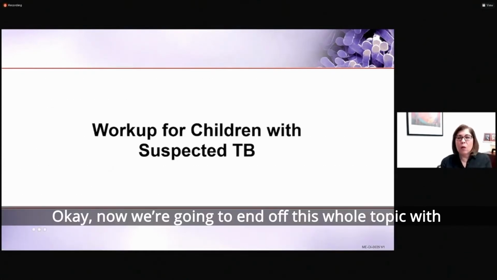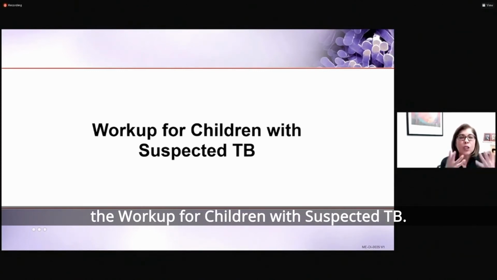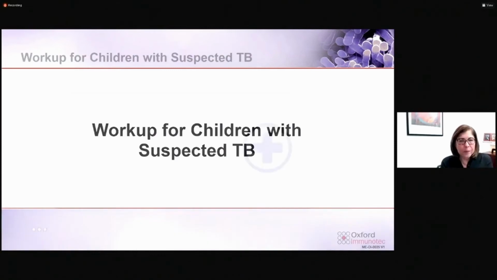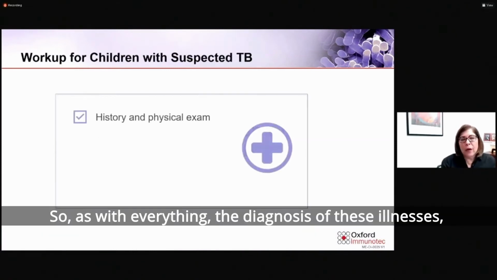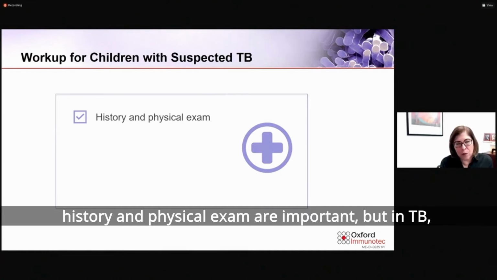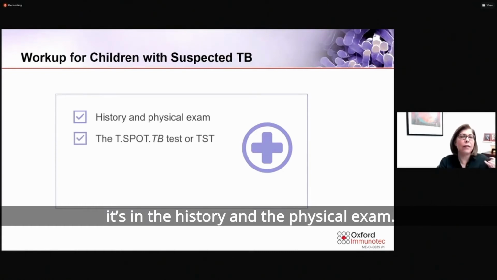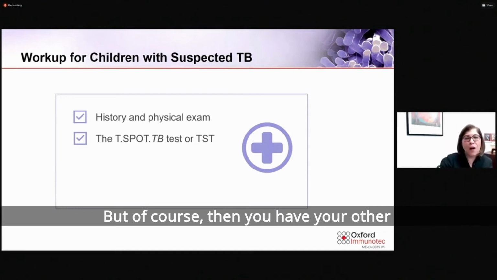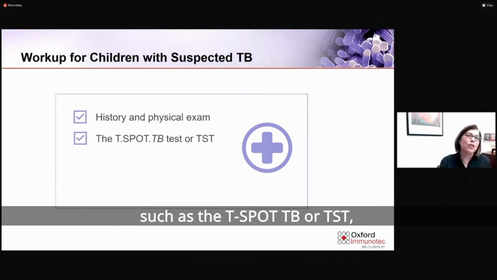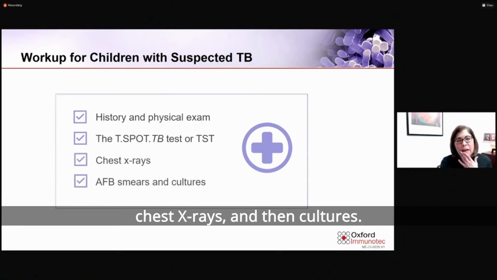Okay, now we're going to end this whole topic with the workup for children with suspected TB. So as with everything, for the diagnosis of these illnesses, history and physical exam are important. But in TB, 90% of the times the diagnosis is in the history and the physical exam. But of course, then you have your other tests that can help, such as the T-SPOT.TB or TST, chest x-rays, and then cultures.